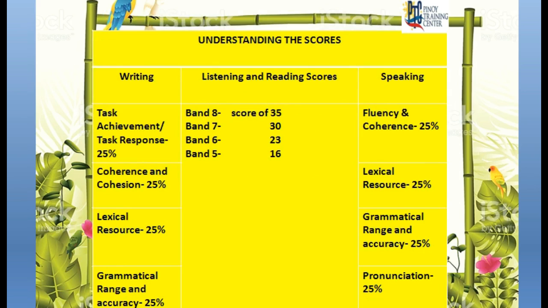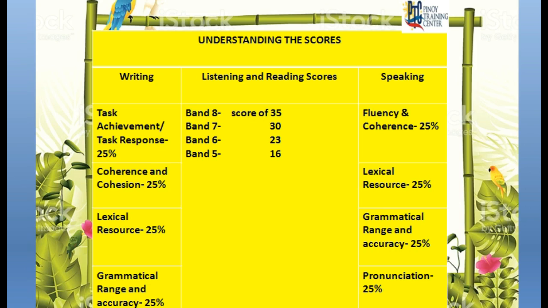Now, how to understand the scores in IELTS. For writing, here are the criteria. Task achievement or task response is 25%. Coherence and cohesion is 25%. Lexical resource is 25%. And grammatical range and accuracy is 25%.